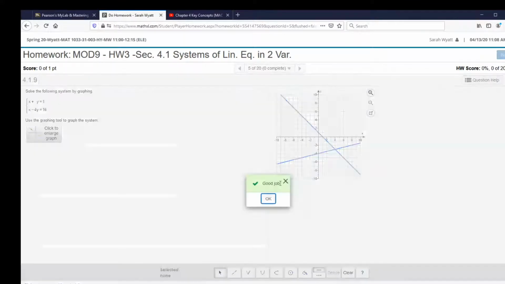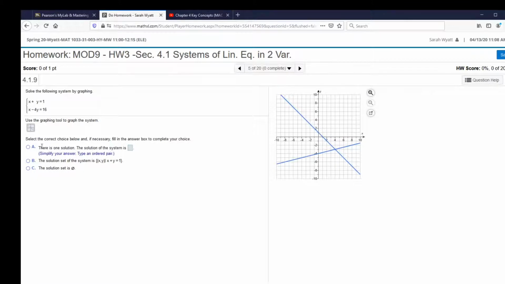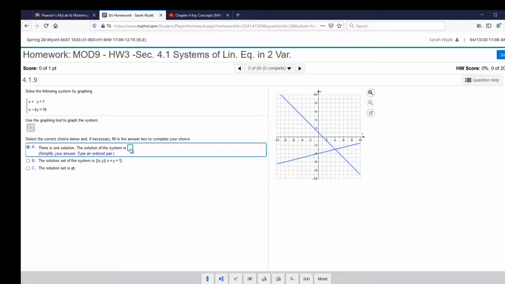Hopefully that checks out. When they ask us what type of solution we have, we say that there is one solution, and the solution comes from this point of intersection. That point of intersection is 4, -3, and it is a point. So we're going to type parentheses 4, -3, close the parentheses, and that is our solution to the linear system. Are there any questions about that?